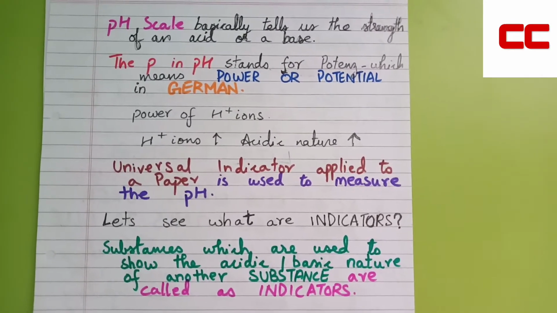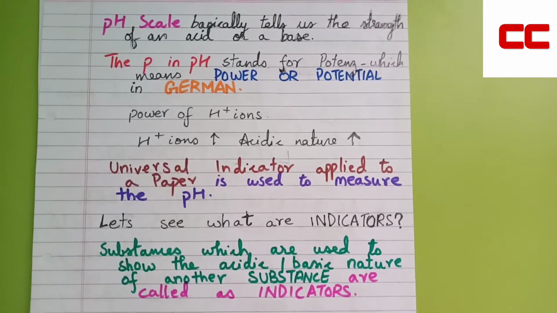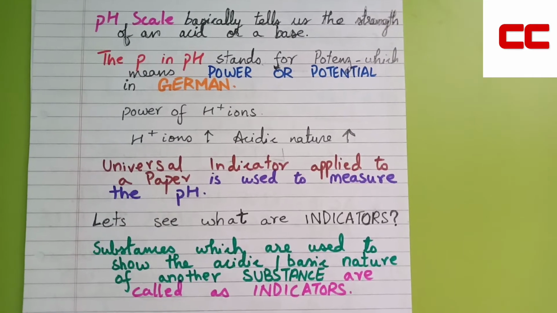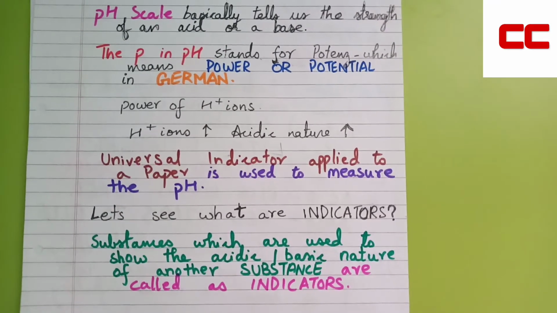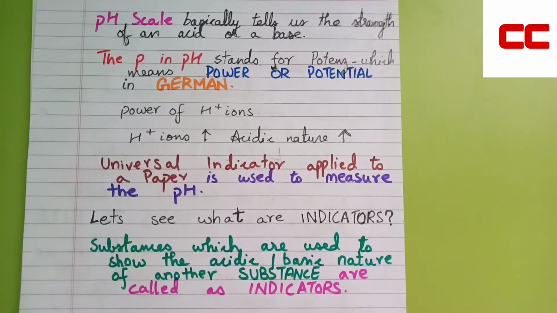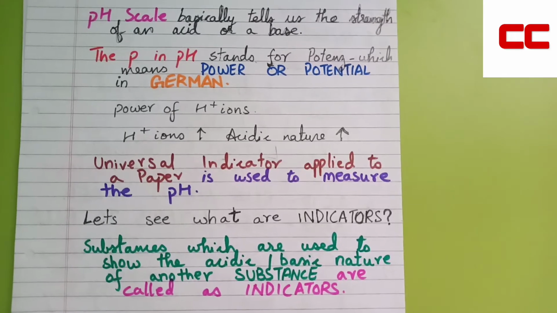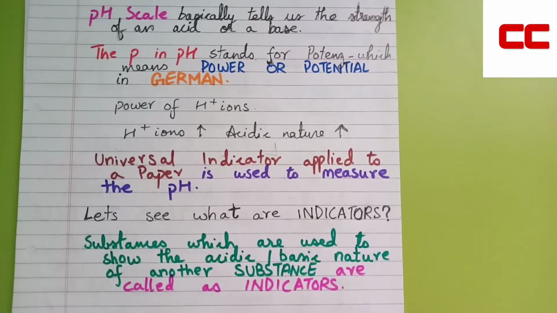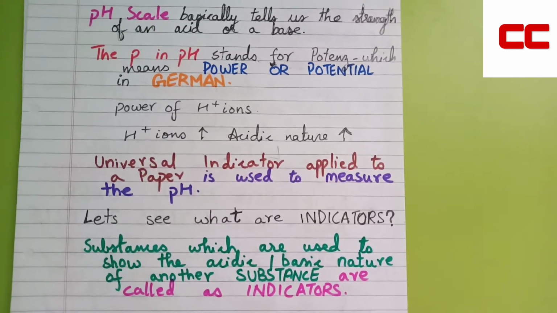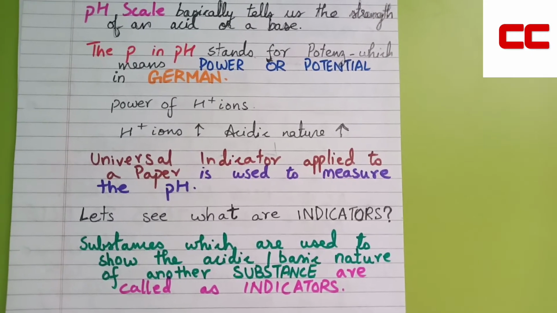Universal indicator applied to a paper is used to measure the pH. Once again, I am reading carefully: universal indicator applied to a paper is used to measure the pH. So what do we use here to measure the pH value? We use universal indicator, which is applied to a paper. In this video, at the end, we will learn the meaning of universal indicator. Before that, let us see what indicators are.